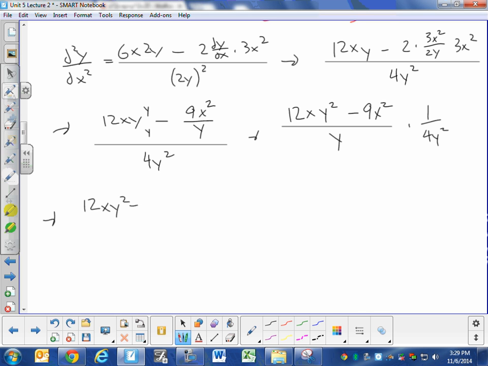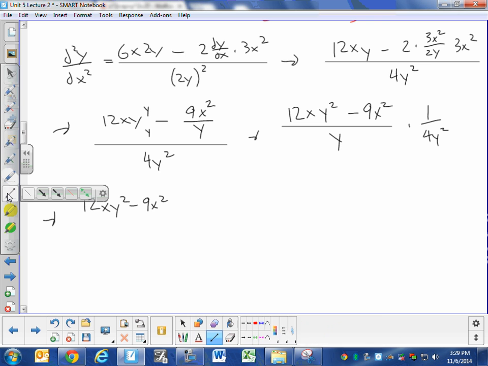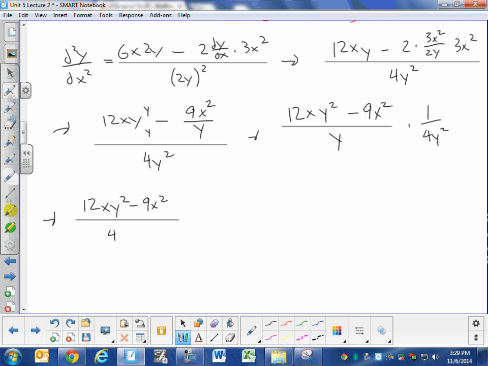12xy squared minus 9x squared over. Some people are really close, but it's just this last step. You get here, right? And everybody's like, okay, y squared is equal to x cubed. So you took this y squared and you replace it with x cubed. You get 12x times x cubed minus this. What happened here? Did I make a mistake? This is x to the fourth. There it is. Sorry, x to the fourth. That's x to the fourth.